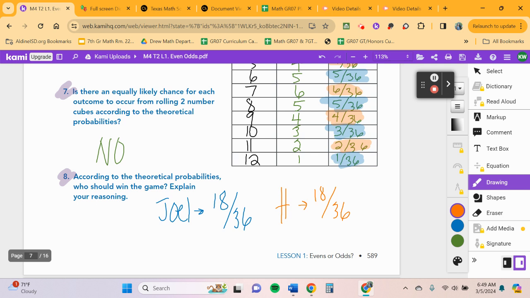So now looking at these, is it easy to determine who will most likely win?